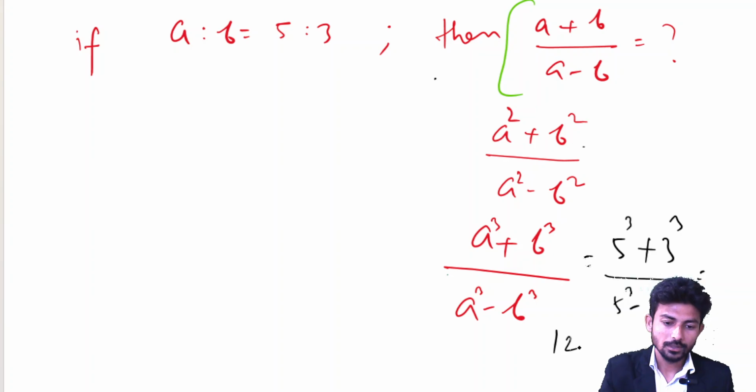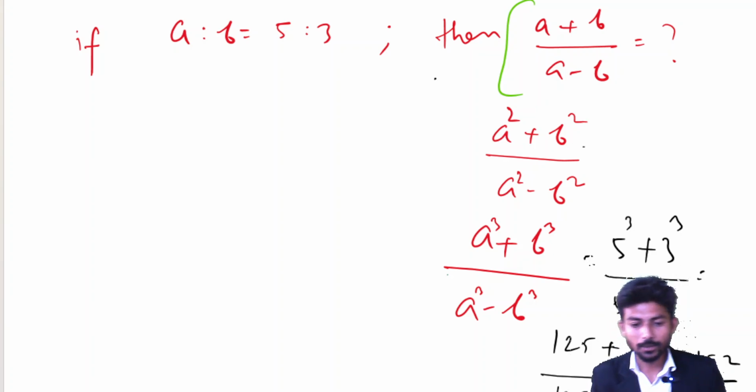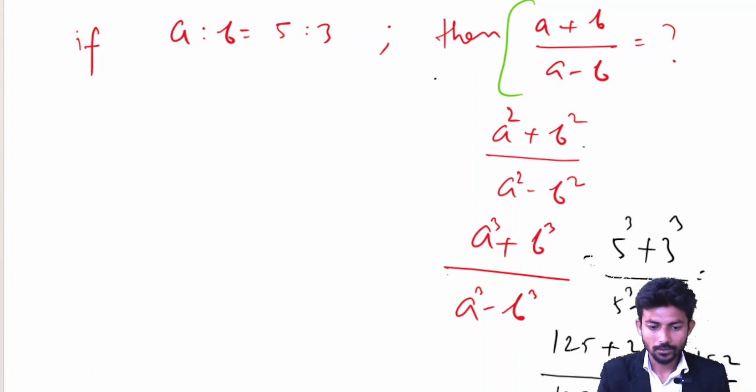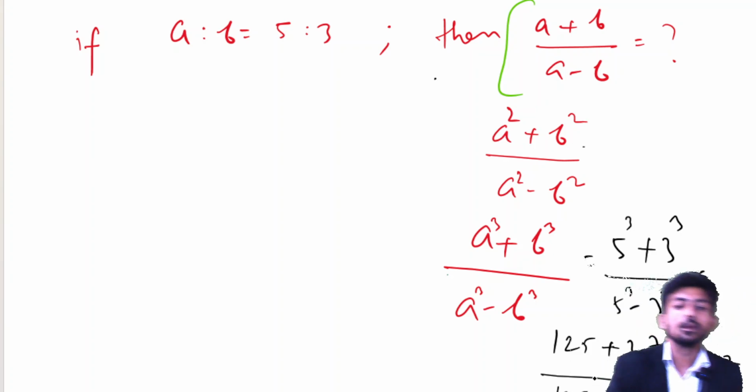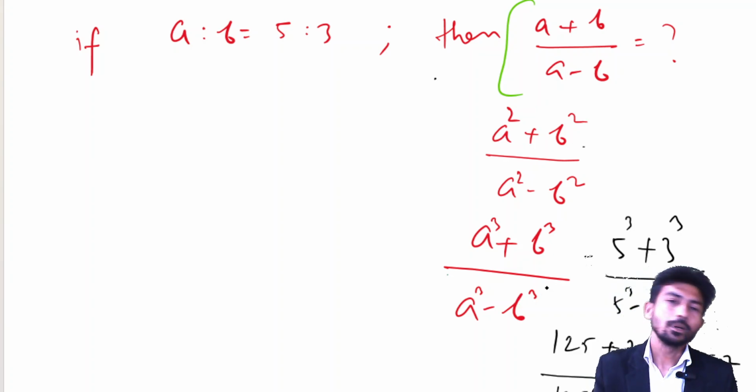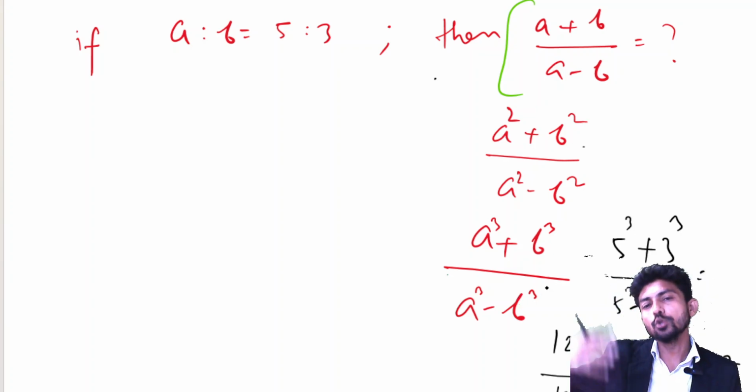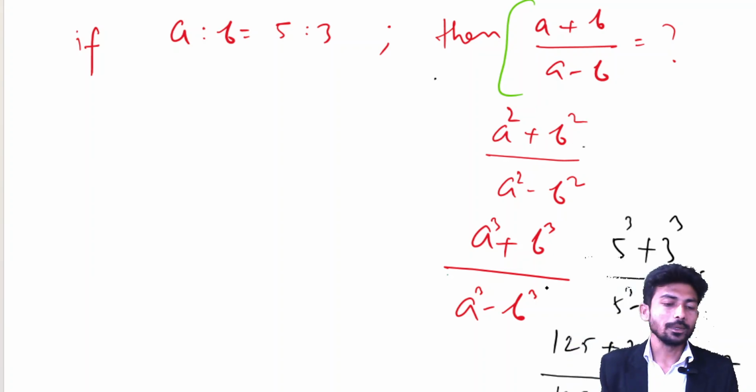So this will give us 125 plus 27 over 125 minus 27. So I'll be getting here 152, and for the denominator it is 98. So this can be further simplified to 76 over 49. So this is my answer. Okay. Again, if I were to take x with that, the x cube would be there, and ultimately that would get cancelled. Now, just consider one more problem.